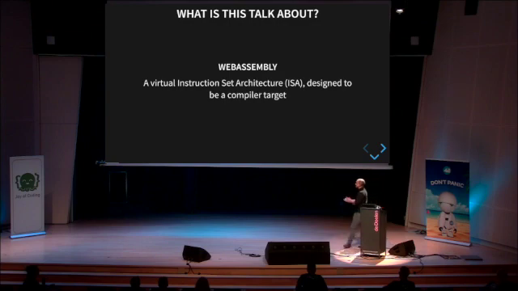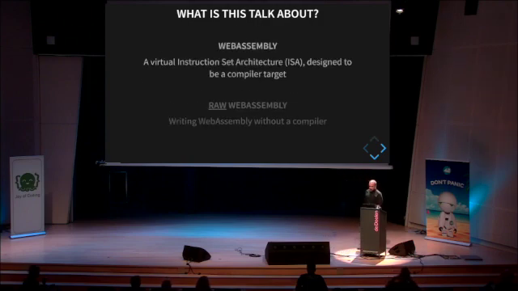So what is this talk actually about? It's about WebAssembly. WebAssembly is a virtual instruction set architecture, ISA. You could think of it as a bytecode, like Java bytecode. And it's designed to be a compilation target. So taking your C++ code, your Rust code, your Go code, your Java code, very recently your Kotlin code, a lot of different languages support WebAssembly.